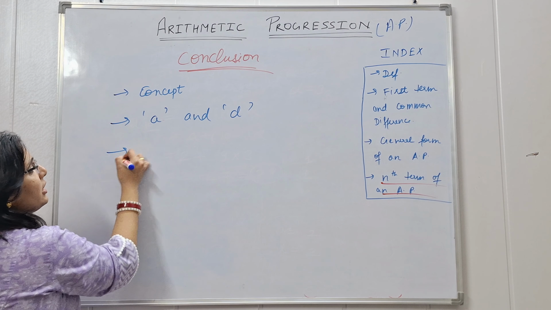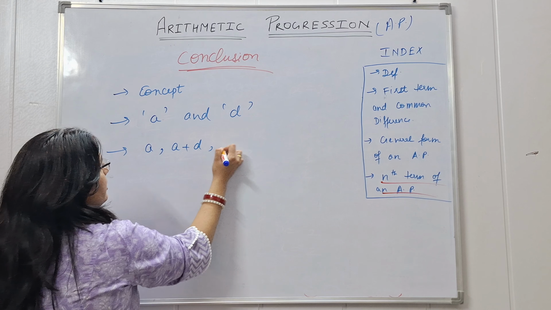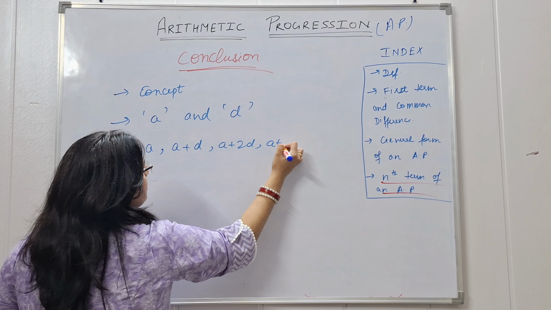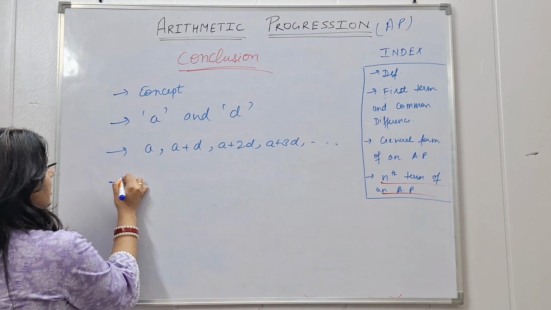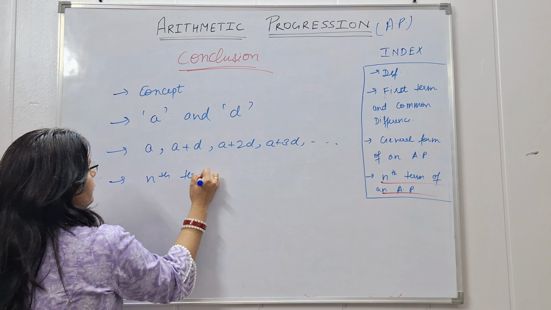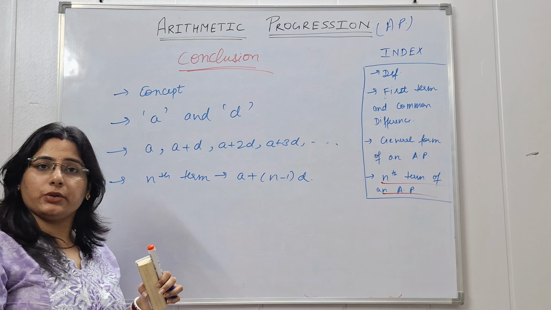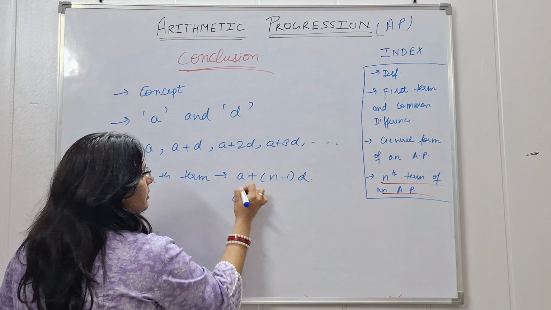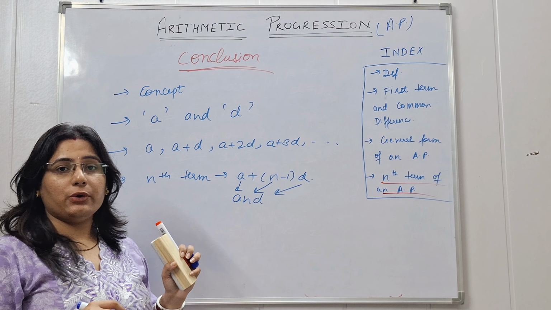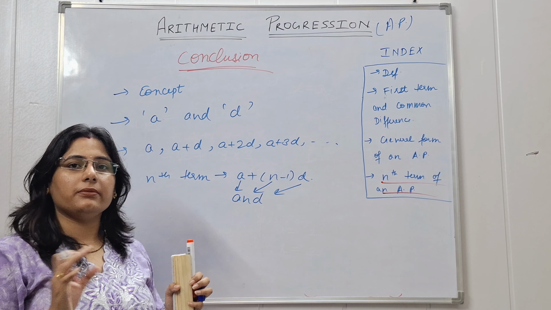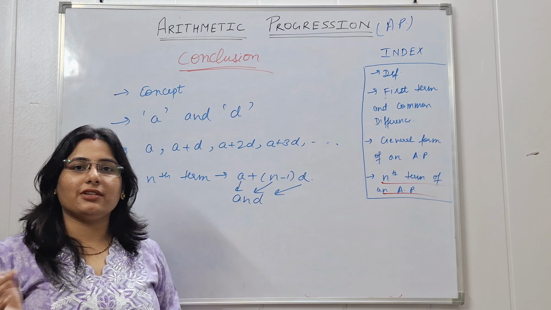Now, the general form of an AP was a, a plus d, a plus 2d, a plus 3d and so on. And the last concept which we learned was the nth term. What was the formula for the nth term? It was a plus (n minus 1) into d. And what was the short trick to learn this formula? a and d. Okay, so this was all about the basic structure and basic concept of an AP, and in further classes we will learn about further questions and concepts.